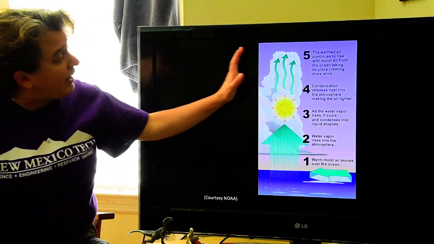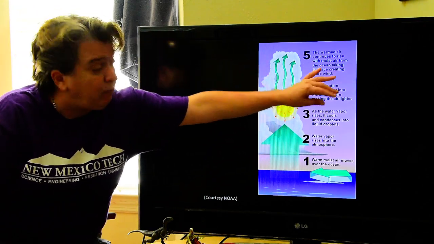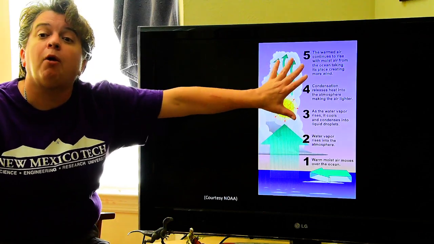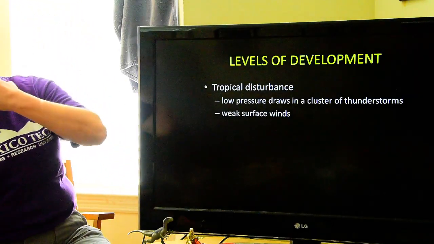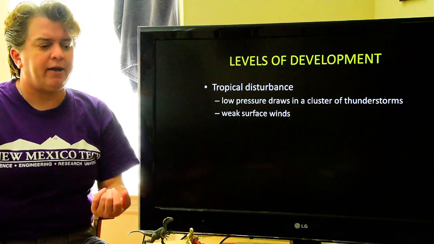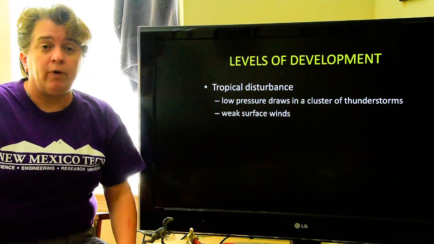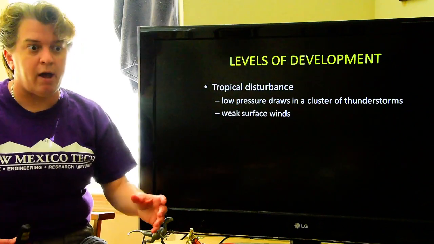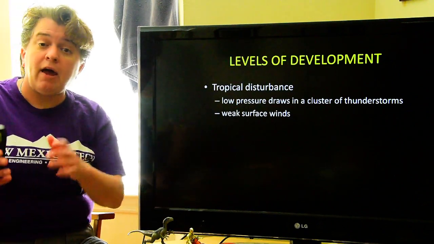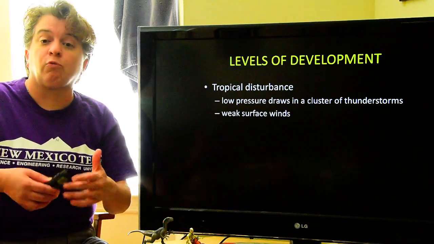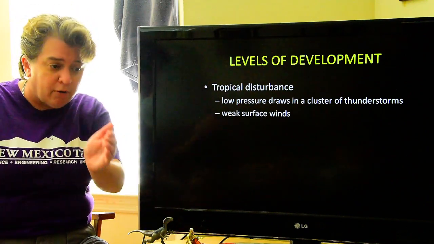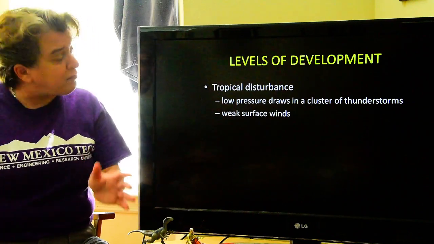And this is why we can't have those strong upper level winds or it'll blow all of this apart. All right. So when our hurricanes start forming, it's not like one minute we have nothing and the next minute we have a hurricane. It doesn't work that way. They actually go through stages of development. Now sometimes they can rapidly develop, but they do go through these distinctive stages.